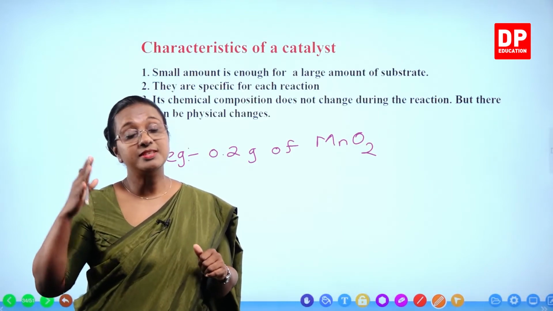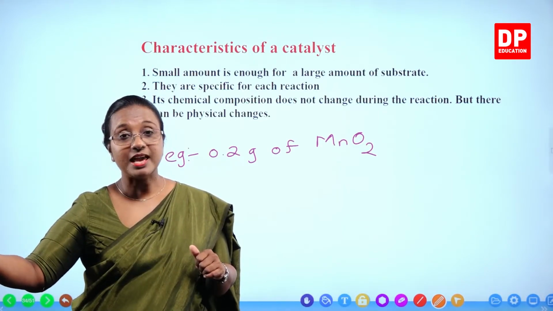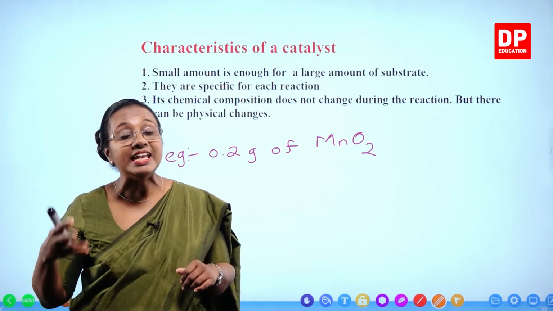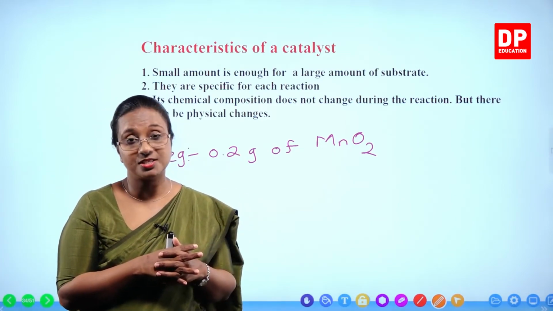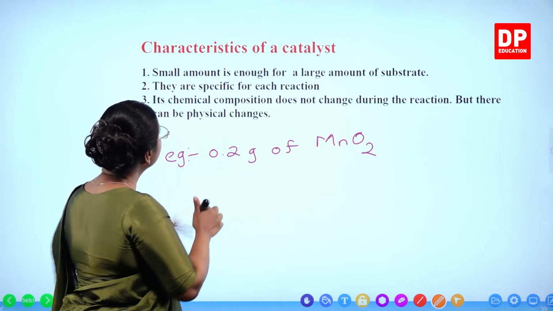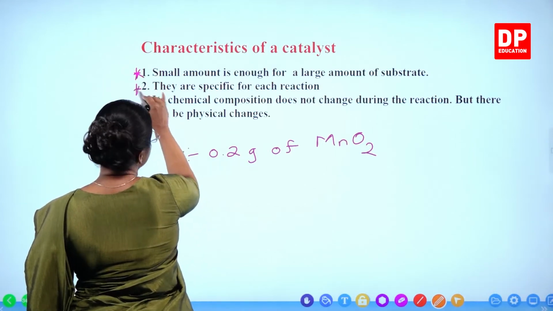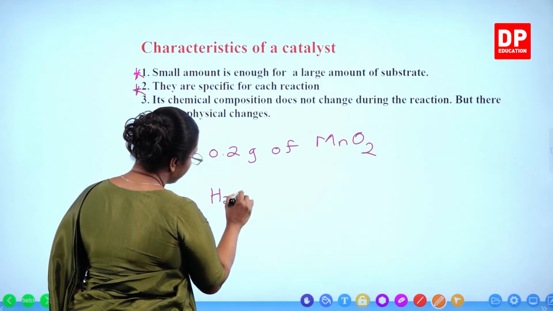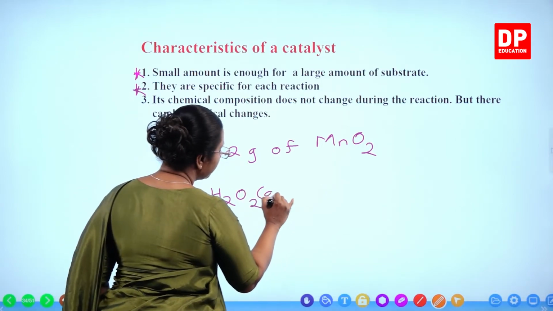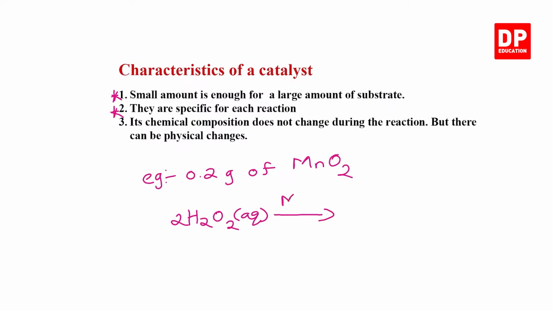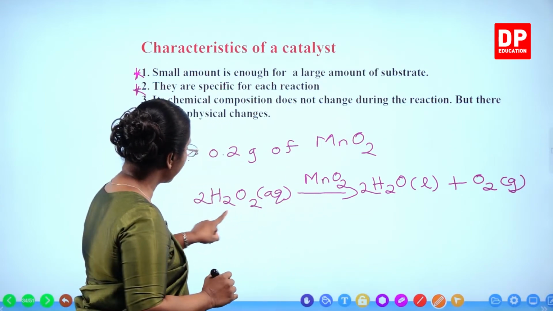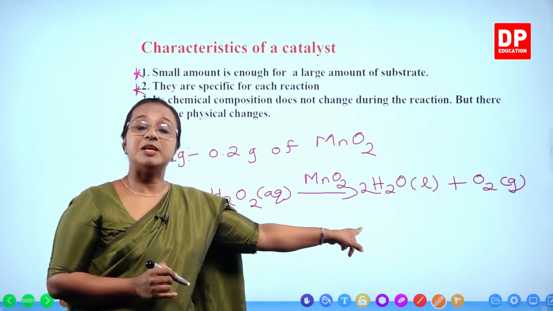You cannot use the same catalyst for a different reaction, or you cannot use any catalyst for all the reactions. That is what we mean by they are specific for each reaction. So small amount is enough and they are specific. So that means for the reaction of dissociation of H2O2 aqueous, manganese dioxide is the catalyst, which gives rise to water and oxygen gas. So this is specific. Manganese dioxide is a specific catalyst for this particular reaction.